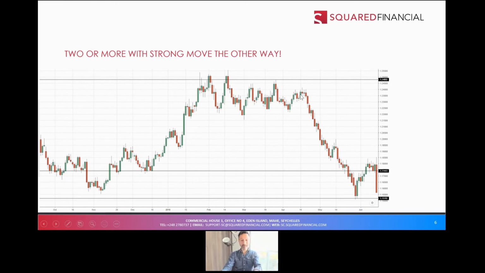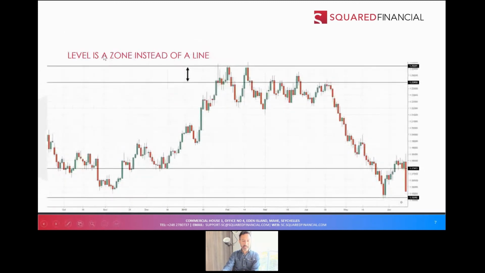Sellers are highly likely, we don't know, but there's a higher probability that sellers win this equilibrium consolidation mode, and that's what happened. Okay, so two or more with a strong move the other way. So one, strong move the other way. Two, strong move the other way. Resistance, we draw it. Okay.